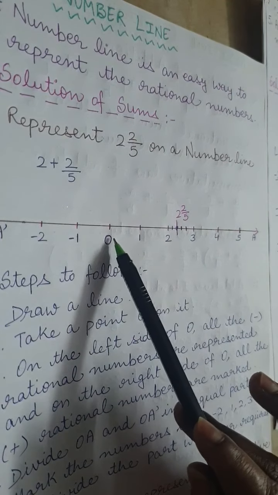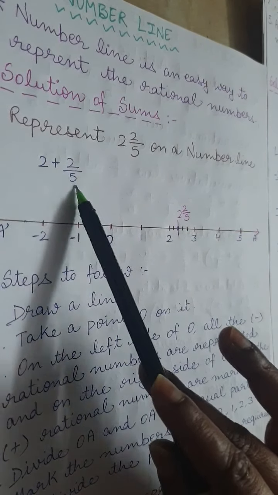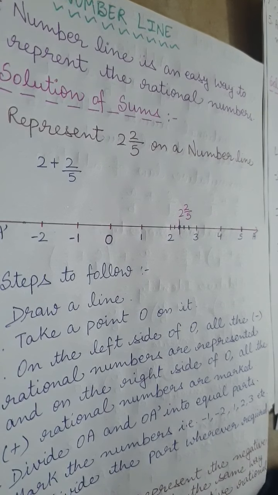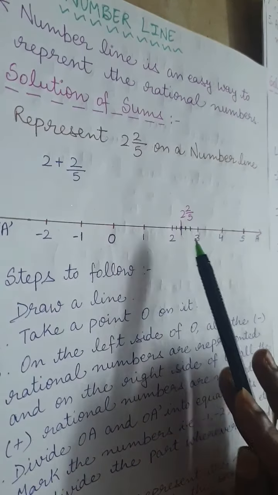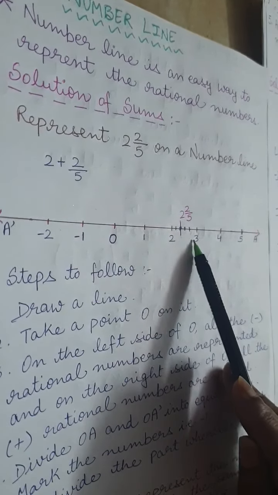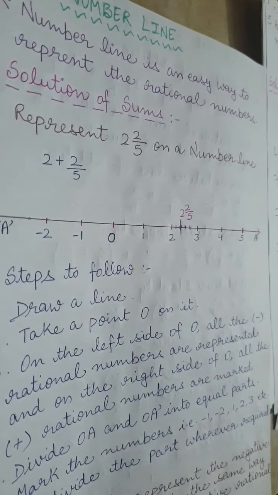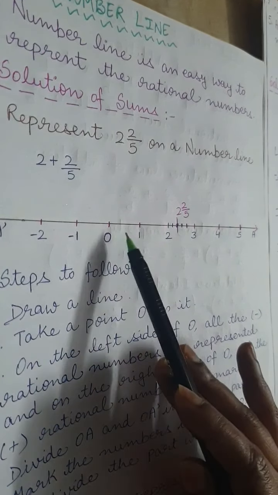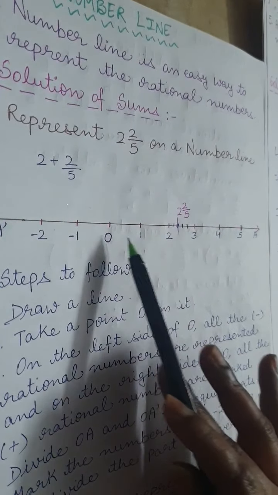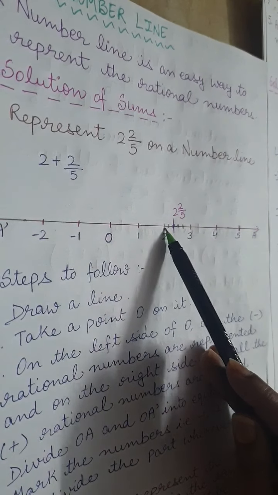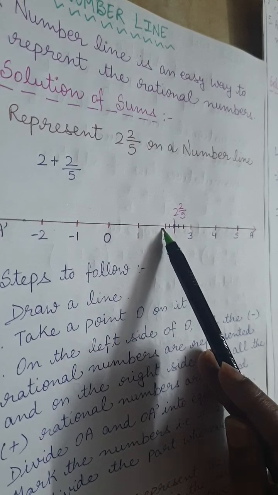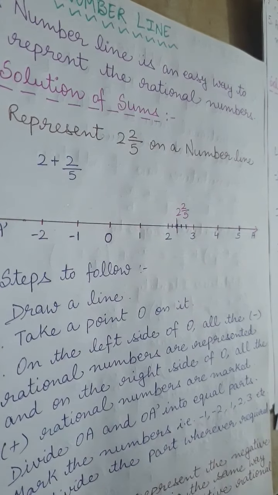Fine. Now we have to represent 2 2/5. It is clear that 2 2/5 is greater than 2 and less than 3. So the answer will be between 2 and 3. Where will our answer be? Between 2 and 3. So we have divided the line into equal parts, that are 1, 2, 3 and 4. These are sufficient. Now we have represented the whole number, that is 2.